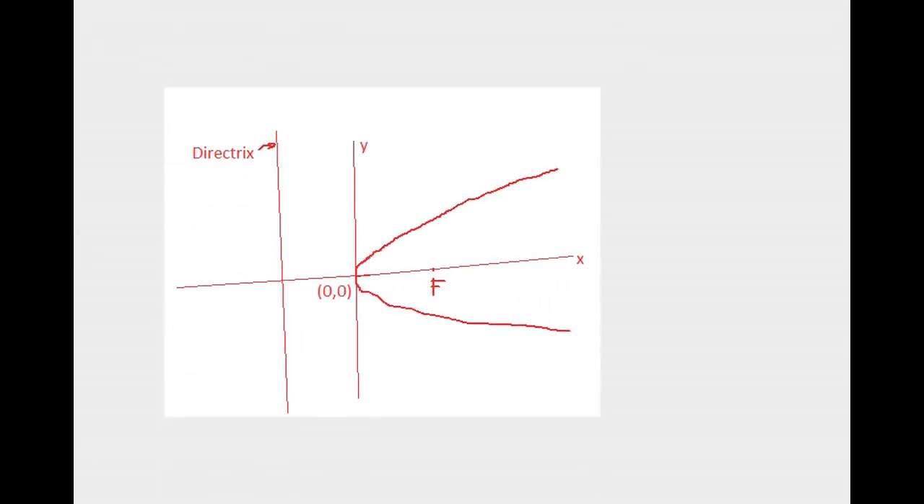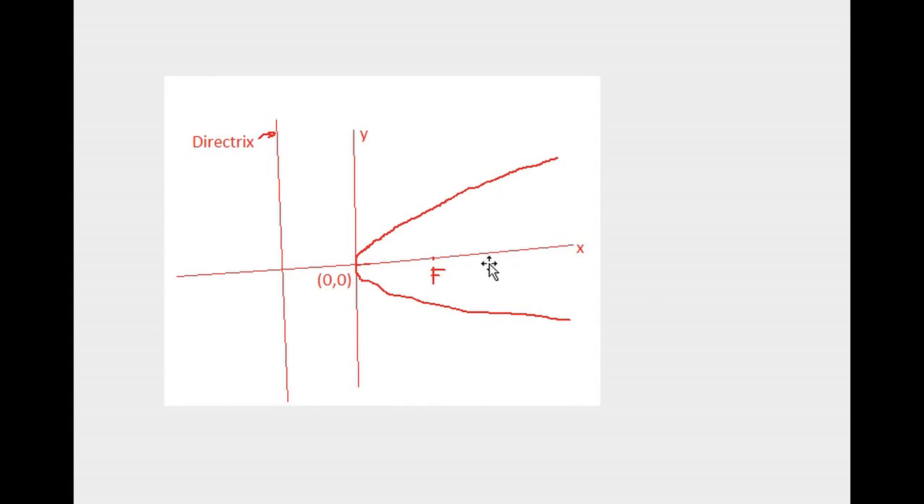We will draw a rough sketch. Since we have found that it is a horizontal parabola that opens to the right, here is a rough sketch. A horizontal parabola that opens to the right. Let's first find the axis of symmetry.